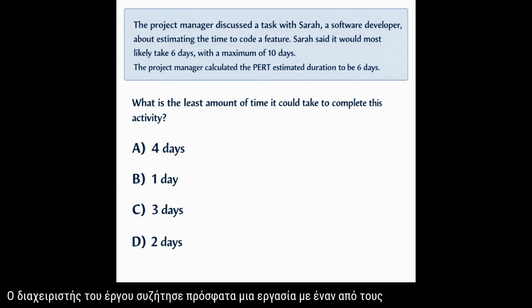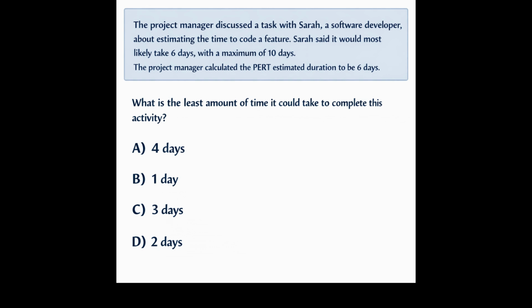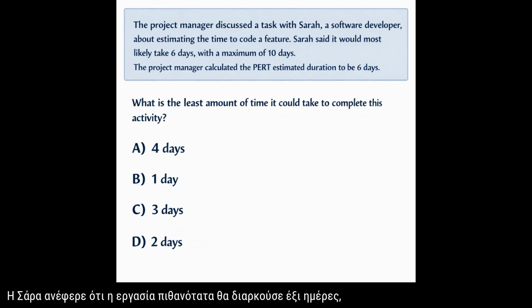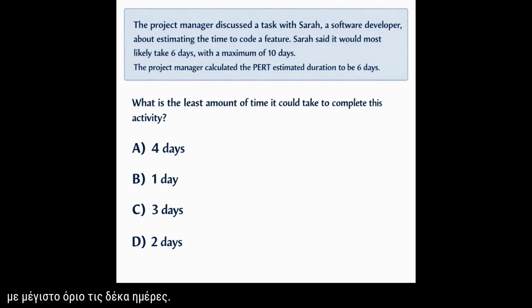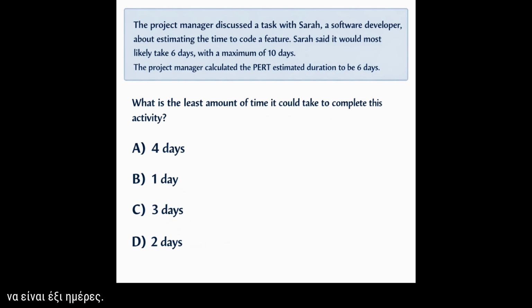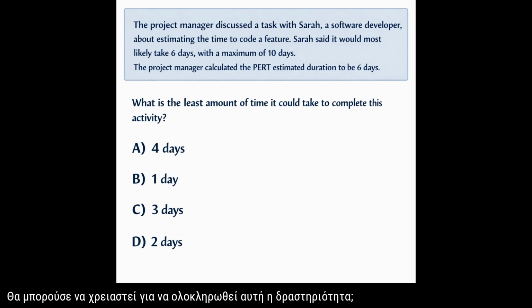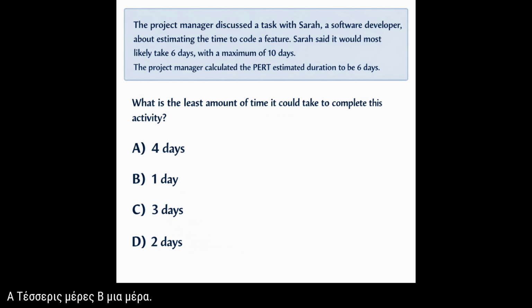The project manager recently discussed a task with one of the software developers, Sarah, to estimate how long it would take to code a specific feature. Sarah mentioned that the task would most likely take 6 days, with a maximum of 10 days. The project manager calculated the PERT estimated duration to be 6 days. Based on this information, what is the least amount of time it could take to complete this activity? A. 4 days, B. 1 day, C. 3 days, D. 2 days.